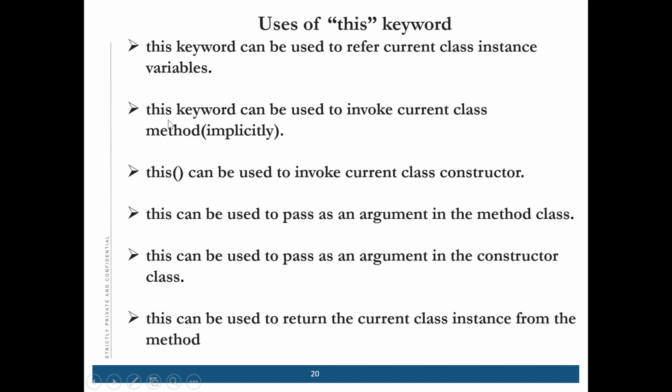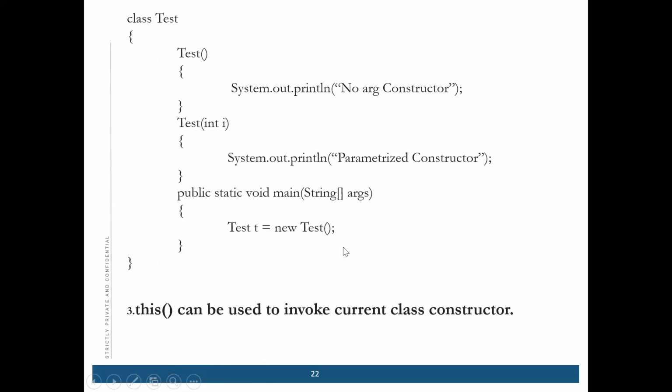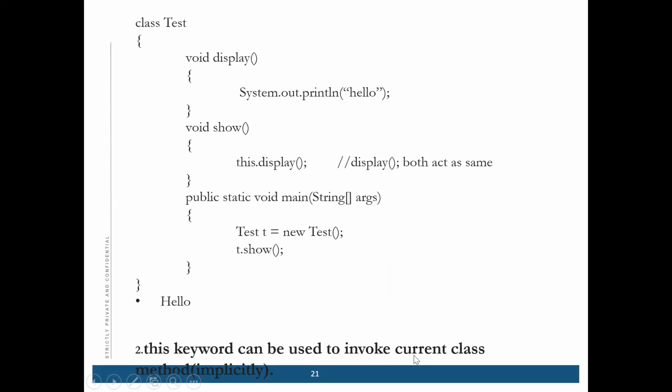This keyword can be used to invoke the current class method implicitly. How we do that, I will show you. Suppose there is a test class in which we are displaying hello. There are two methods, display and show. Now in the show method, we are calling display. Either we can call it by display only, or this.display. Both are the same. But we can also invoke it with the help of this keyword. I will show you in Eclipse.